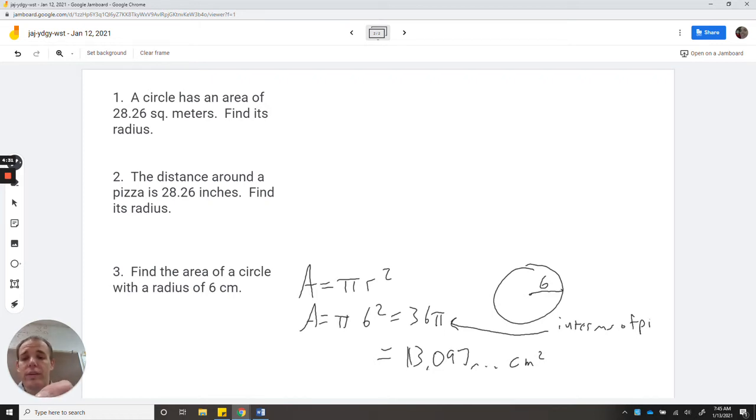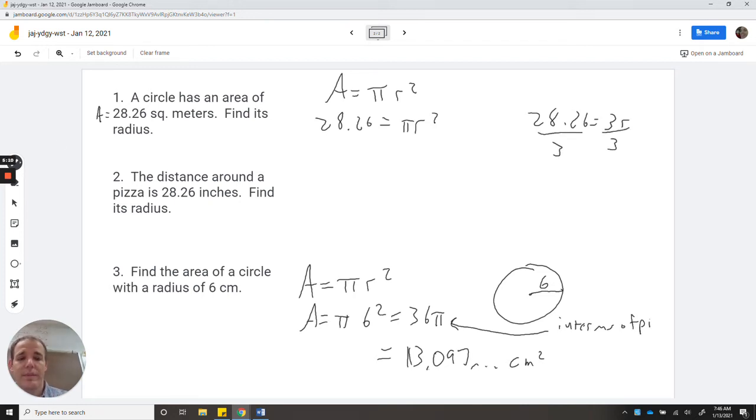Now, let's go ahead and go up to number 1 now. A circle has an area of 28.26 square meters. So, A equals pi r squared. 28.26 equals pi r squared, because that is the area. So I'm just going to plug that in there. Then what do I do? Well, to go backwards, if it were just 28.26 equals 3r, I would divide both sides by 3. I'm going to do the same thing here. I'm going to divide it by pi.